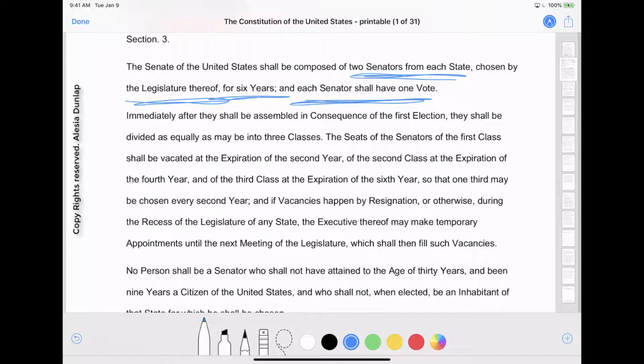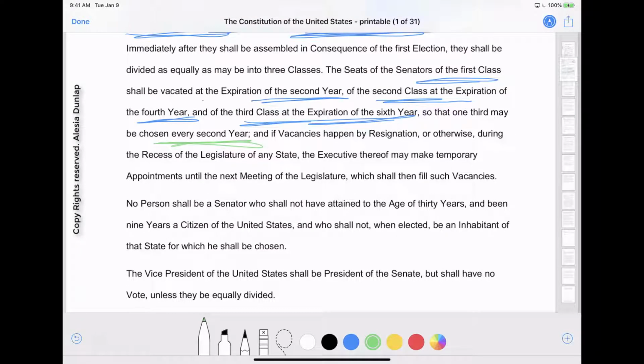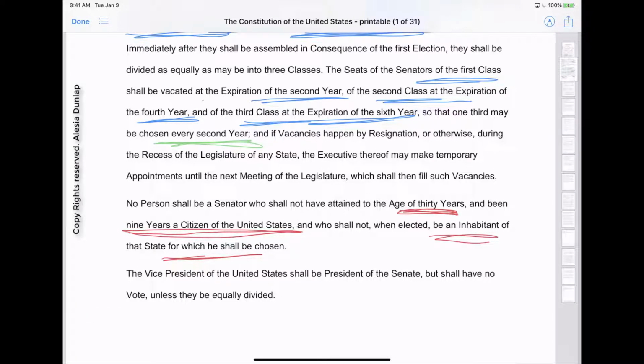Now, what are the requirements? So in order to be a senator, let's get a different color here. You must be 30 years old, been a citizen of the United States for 9 years, and when elected, you must be a resident of the state which you represent. So like I said, if you want to run in Pennsylvania and you're a resident in Maryland, you cannot run in Pennsylvania. You will have to run in Maryland instead.